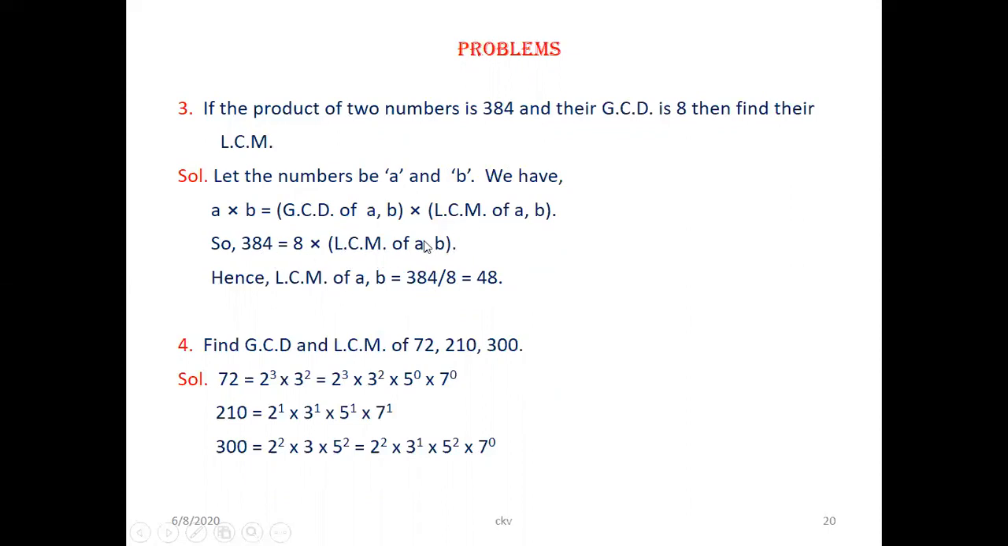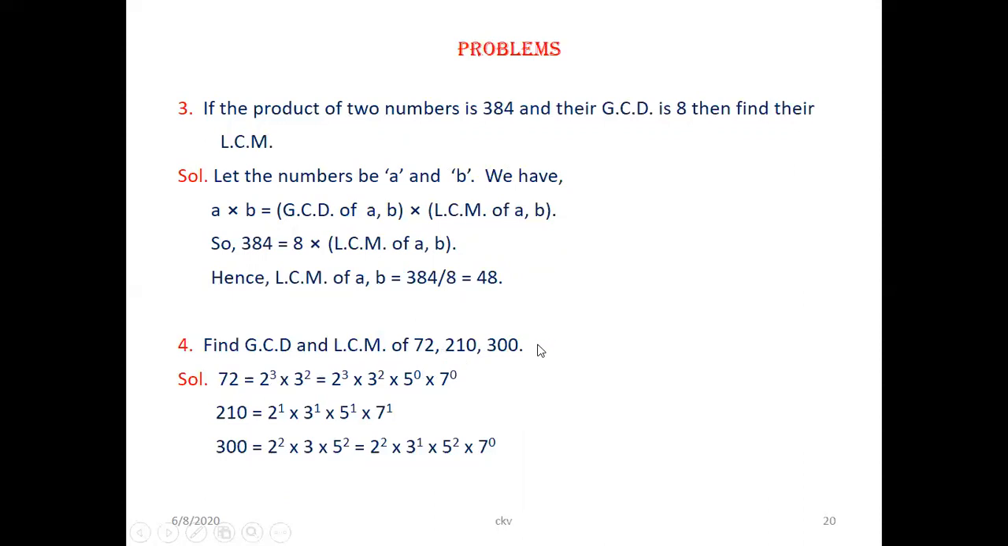You keep it this side, you take 8 to the other side. When it goes to the other side, it goes to the denominator. So 384 by 8, because 8 is in the numerator now and you're taking that to the other side of the equation, so it goes to the denominator. So 384 by 8 gives you 48. That is the answer. Next question is find GCD and LCM of the 3 numbers.